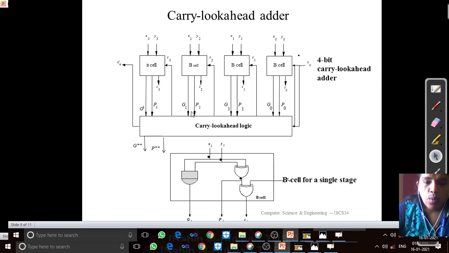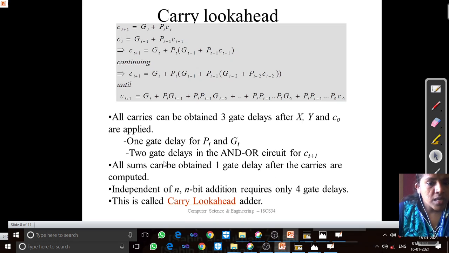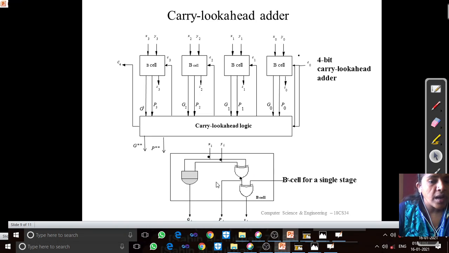Now you see why it is 4 gate delays. Gi is the generate term with 1 gate delay, Pi is with 1 gate delay, an XOR gate is there, and the sum Si is obtained with C(i+1) with 1 gate delay after the carries are obtained, and 2 gate delays for the AND-OR circuit. This is totally 4 gate delays required.